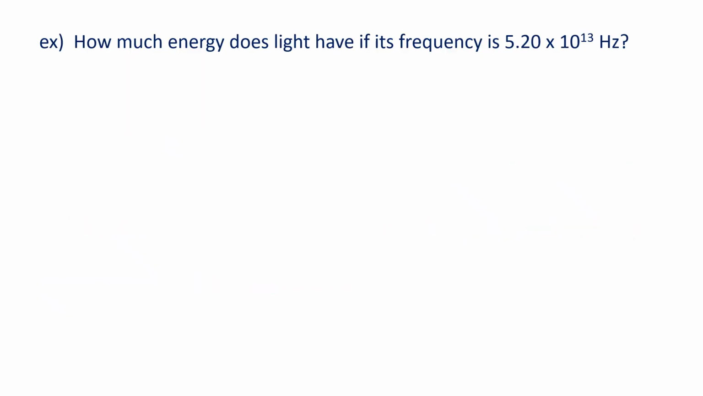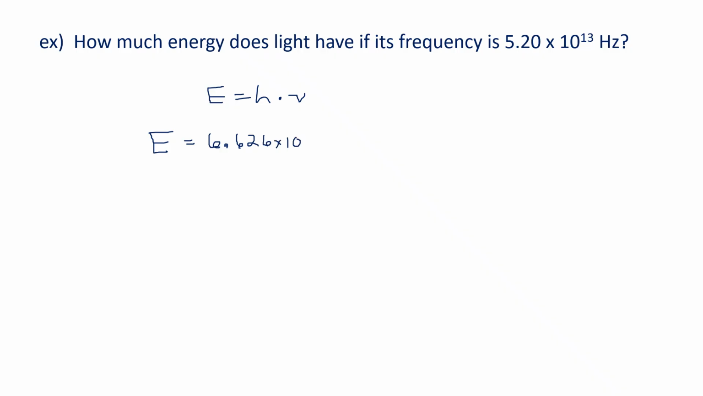So let's take a look at an example. How much energy does light have if its frequency is 5.20 times 10 to the 13th hertz? And so all we have to do is set up our equation. E equals H times nu, or frequency. But we don't really have to do anything to the equation because it's already set up to solve for energy. So we're just going to say E equals, and then Planck's constant is a constant. Again, you don't have to memorize constants. You'll get this given to you on your next test. So we just fill it in.